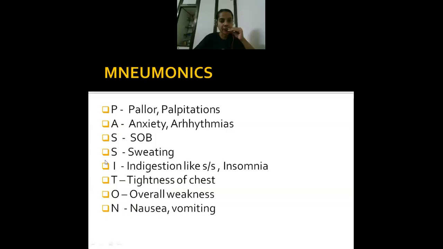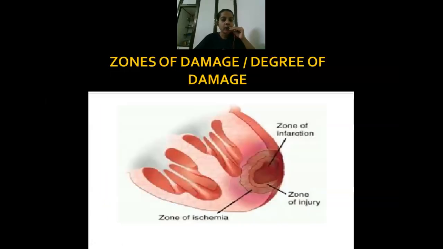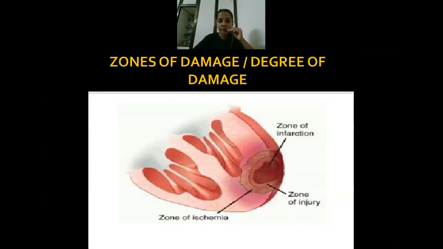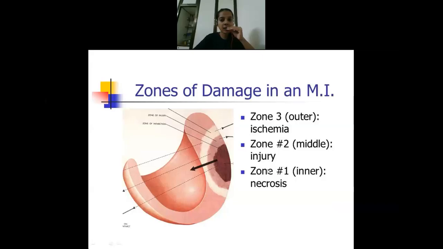So next is moving on to the zones of damage or degree of damage. Before moving on to the zones of damage, I will not go through each slide, I will just explain everything in this slide. Explanation is there in the coming slides. This picture is quite clear. We'll start from zone three only. Zone three is the outer zone. You can see here, this is the outermost zone.